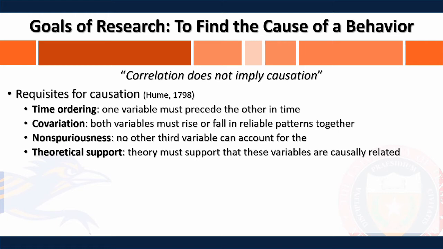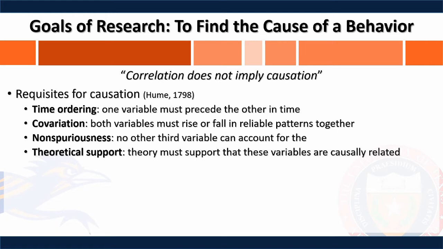You might have heard the phrase, correlation does not imply causation, and that's exactly right. Simply because two things co-occur in patterned ways, it doesn't mean that one causes the other. In fact, John Hume provided us with 4 criteria that must be met for a researcher to claim that two variables are causally related. They are time ordering, covariation, non-spuriousness, and theoretical support. We'll talk about these criteria in further detail in the coming section.